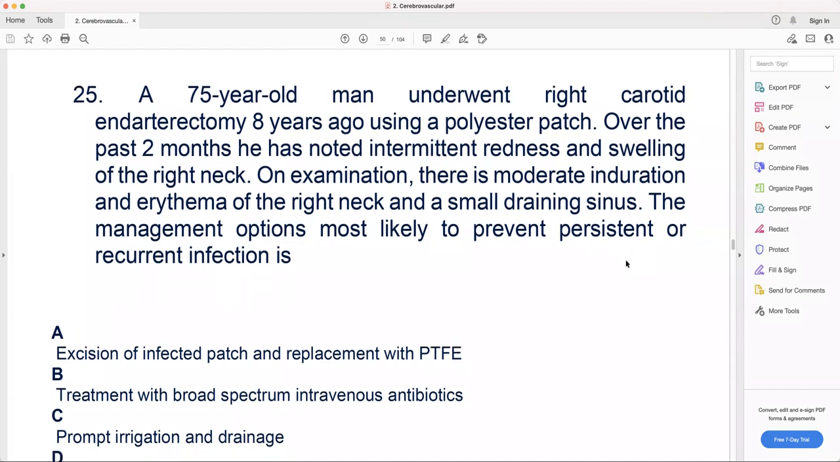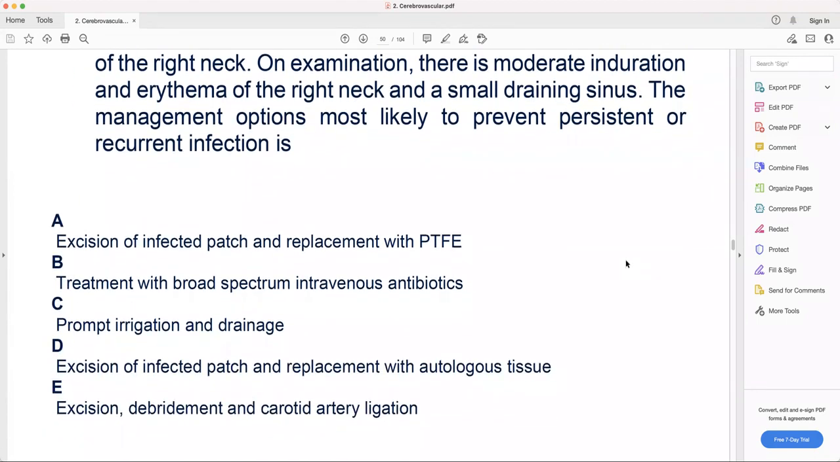So let's see what they said. Excision of infected patch and replacement with PTFE. No, it's also a foreign body. Treatment with broad spectrum intravenous antibiotics.